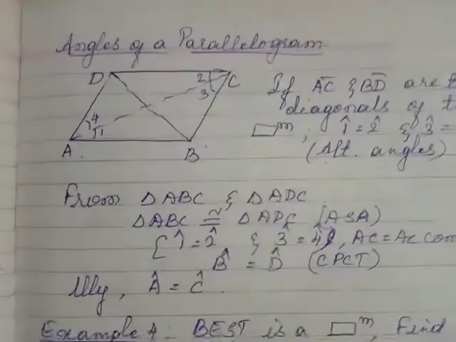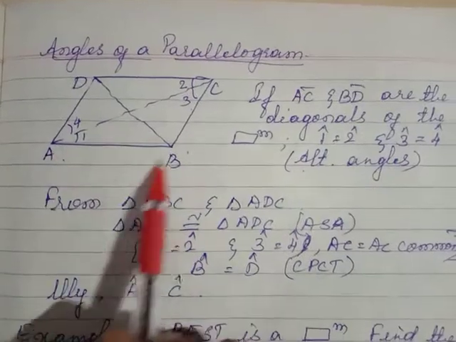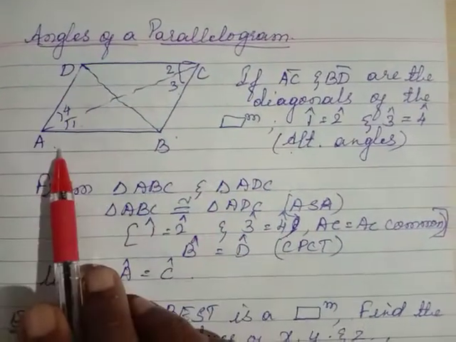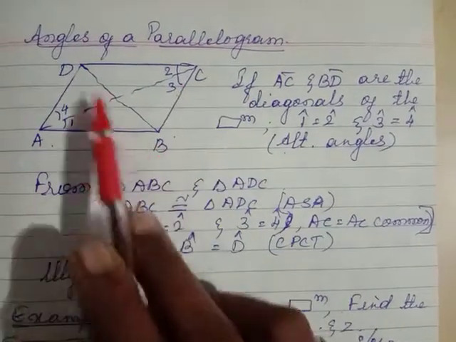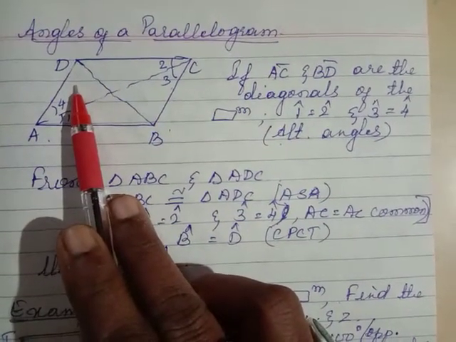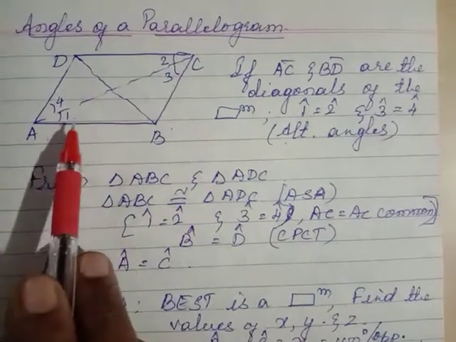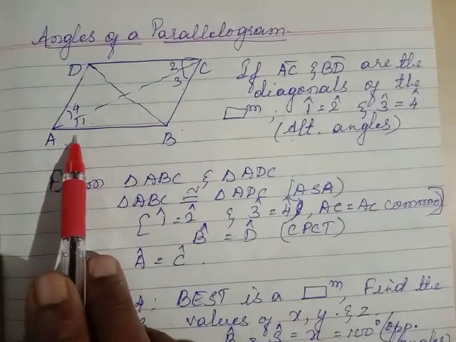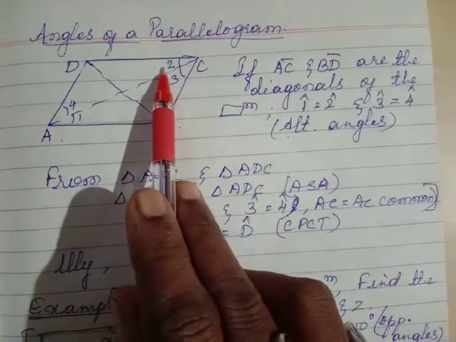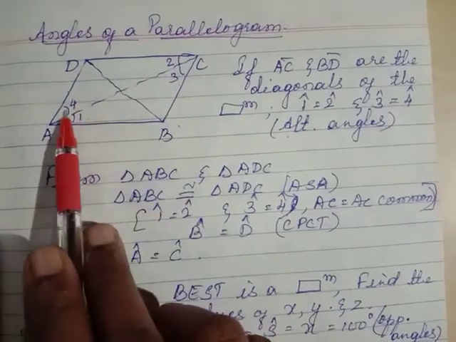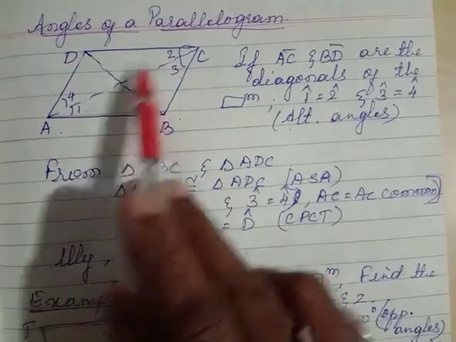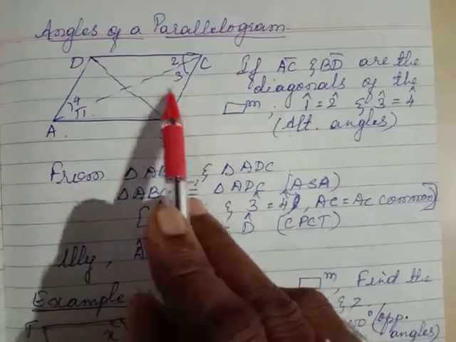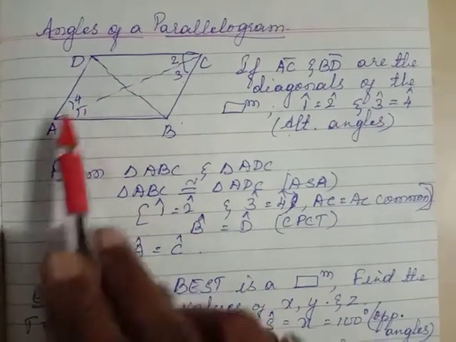Now angles of parallelogram. Here ABCD is a parallelogram. AC and BD are the diagonals of the parallelogram. Here we have angles: angle 1 is equal to angle 2, and angle 3 is equal to angle 4. Why is angle 1 equal to angle 2? Since these two are alternate angles. Angle 3 and angle 4 are also alternate angles.